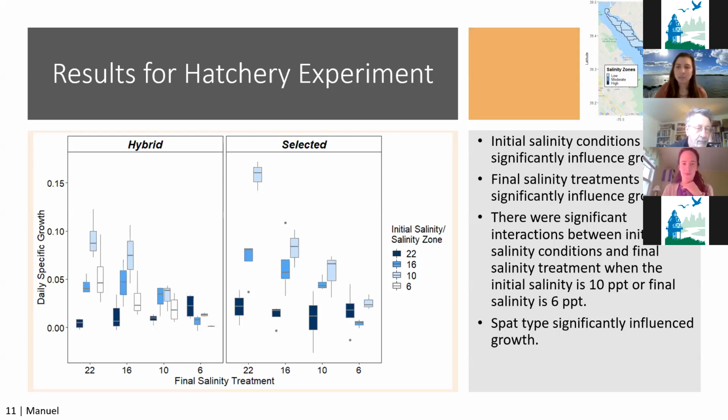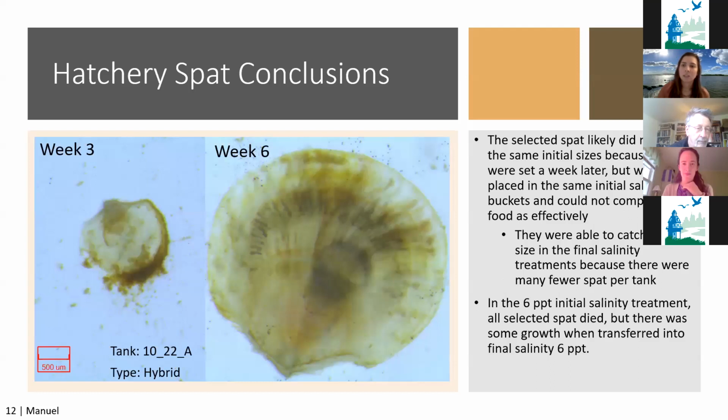The initial salinity treatment significantly influenced growth, but final salinity did not, and there were significant interactions that occurred with initial salinity 10 or with final salinity 6. There was also a significant difference in growth between the 2 spat types. So in the picture on the left, you can see an example of a spat that was in initial salinity 10, then transferred into 22 parts per thousand. It's about 3 or 4 times larger.